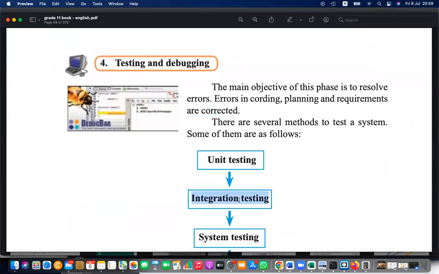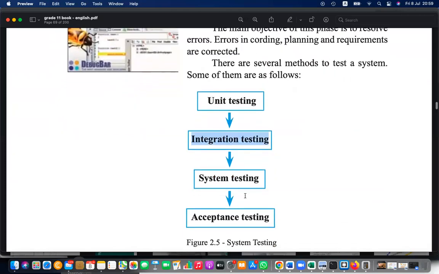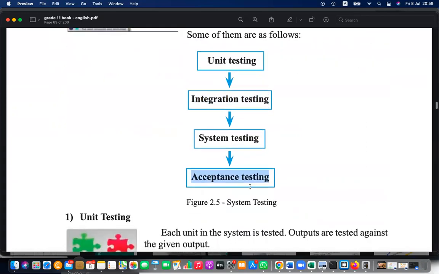Then integrated testing. You combine the modules. The monitor is connected to the system unit and then tested. The system unit is connected to the printer and then tested. Likewise, add components and test. That is called integrated testing. The third one is system testing. The entire system is tested. And finally, it is given to the users and acceptance testing is done, at the user side or user location. Whether they like it, any comments, etc.